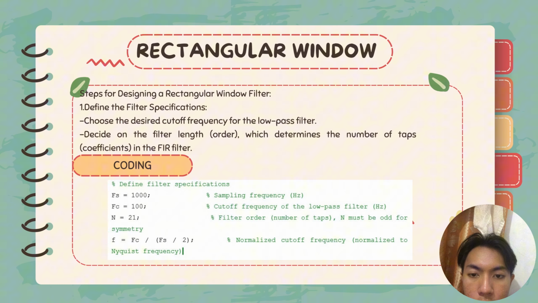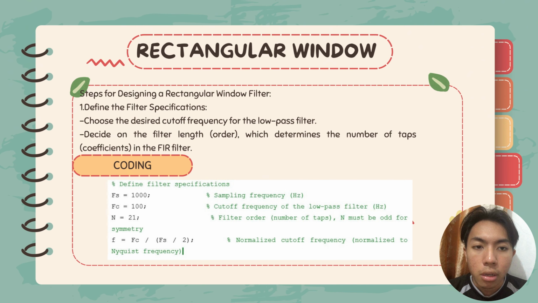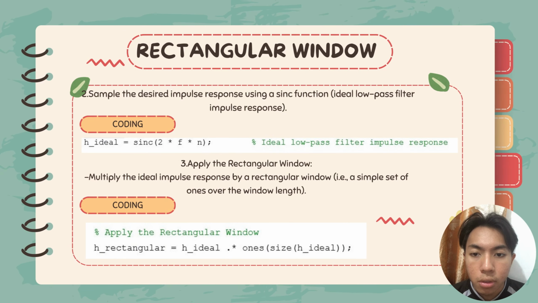between the previous formula, which is the length of the filter window. So in this case, we are using 21. Step number 2 is to sample the desired impulse response using the sinc function. In this case, we are creating an FIR low pass filter. So that's shown in the coding.